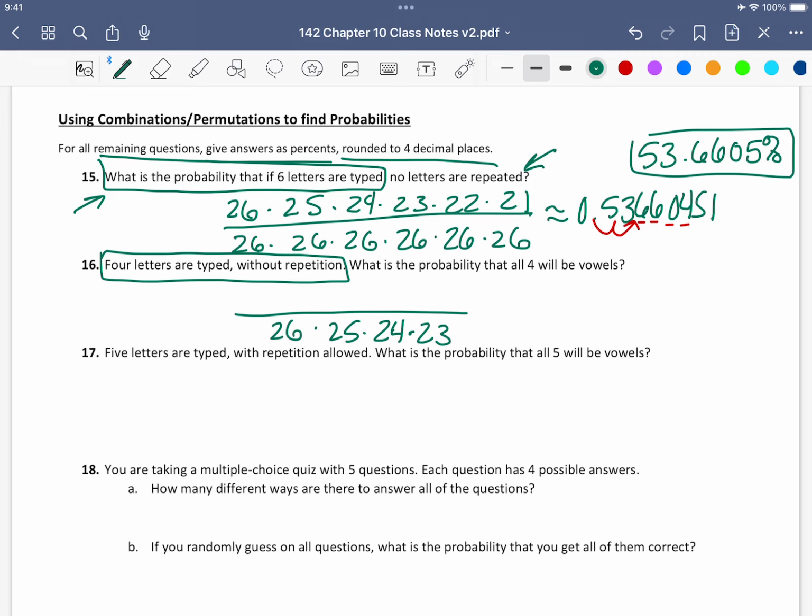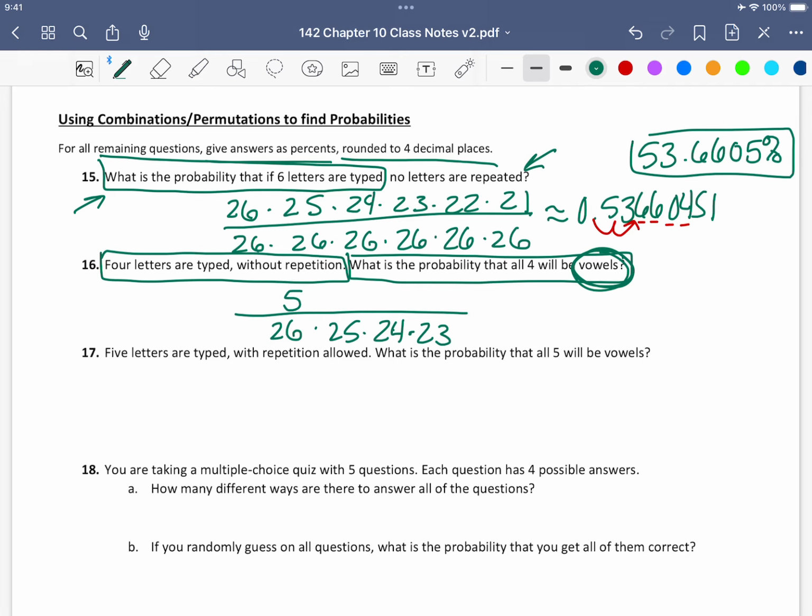Now up at the top, this second part determines our numerator. What is the probability that all 4 will be vowels? Again, you have to think about what you are choosing from here. We're only choosing from the vowels. Remember, the American alphabet, which is what we tend to use in this class, has 26 letters. 5 of them are vowels, 21 are consonants. We want all 4 of these to be vowels, so we think about starting by picking one vowel to start.